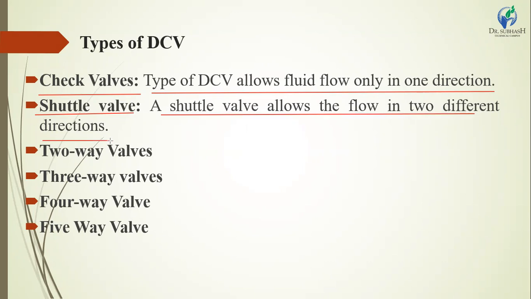There are three ports: two are inputs and one is a common output. It works on two different directions. Next are two-way valves, three-way valves, four-way valves, and five-way valves. These are the types of direction control valve. All these types of valves are divided according to the number of ports and positions.